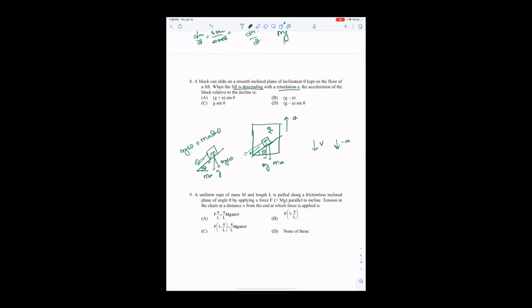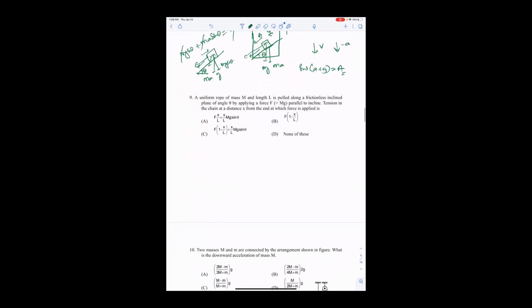Agreed or not? Which is equal to mass into acceleration. Let this be capital A, the acceleration in this direction. So mass gets cancelled. So what is acceleration? Sine theta into A plus G. This is the net acceleration with respect to the inclined plane. Be clear, it is not with respect to ground. It is with respect to the inclined plane: G plus A sine theta.